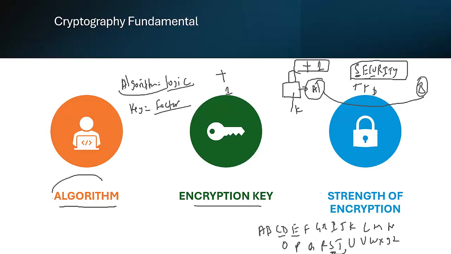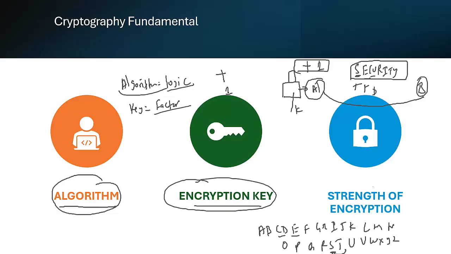So that's what our algorithm is called: a logic, a function, a mathematically based function that encrypts and decrypts the data. Encryption key is basically a piece of information which is used by the algorithm to encrypt or decrypt the data. In layman's terms, you can say encryption key is used by the algorithm to lock or unlock the data.